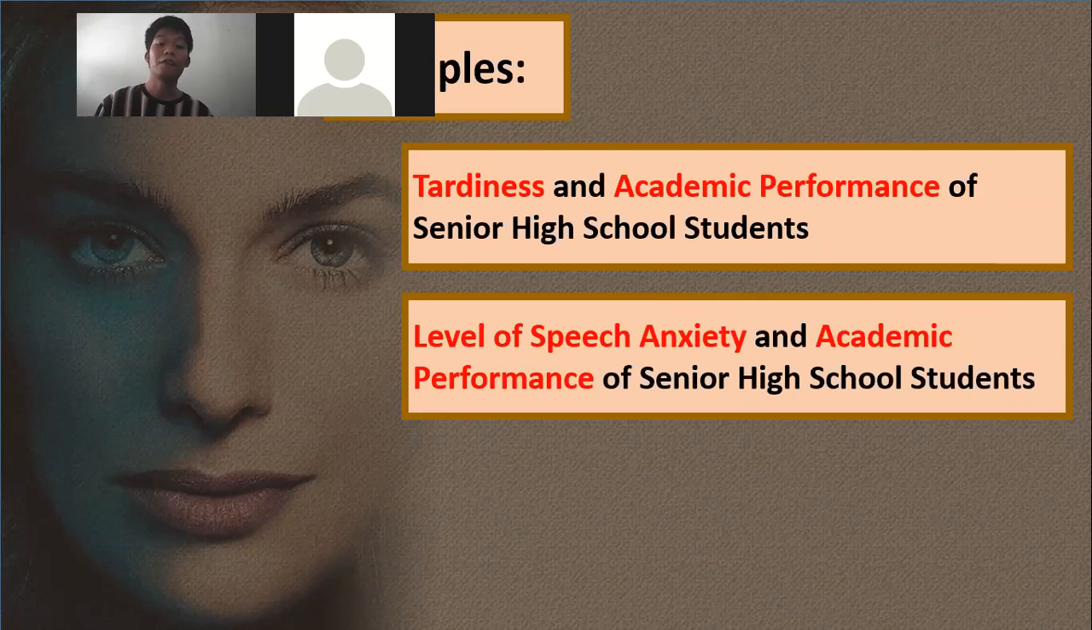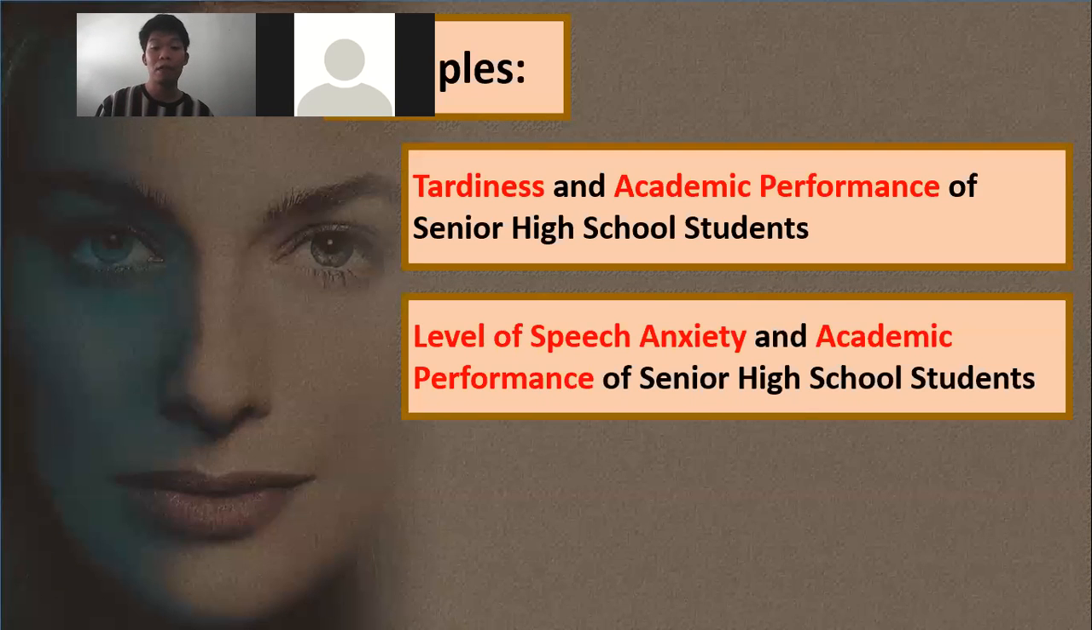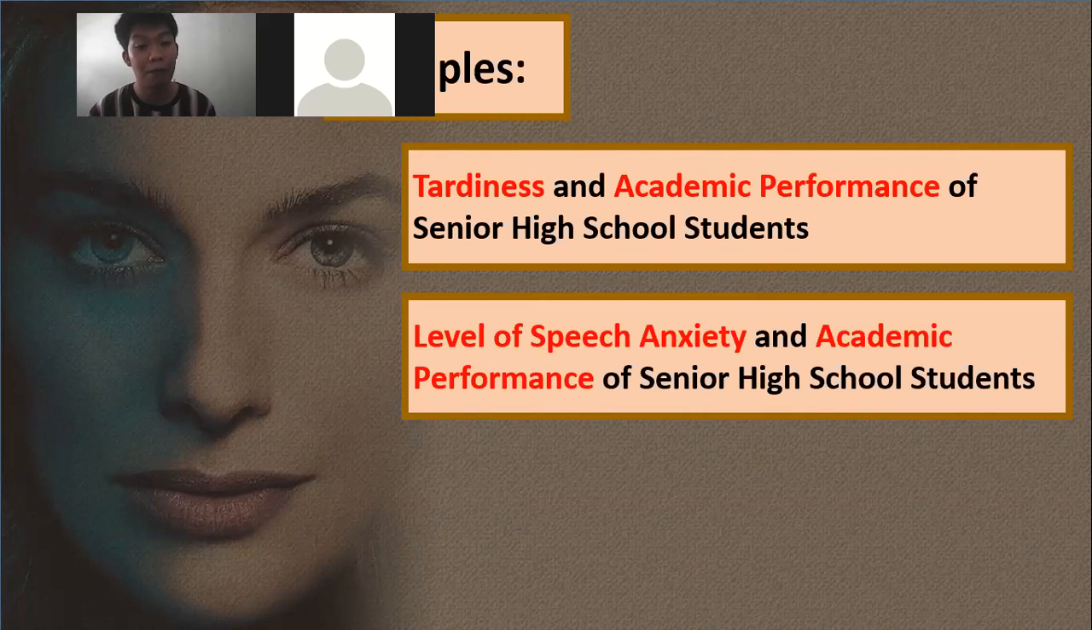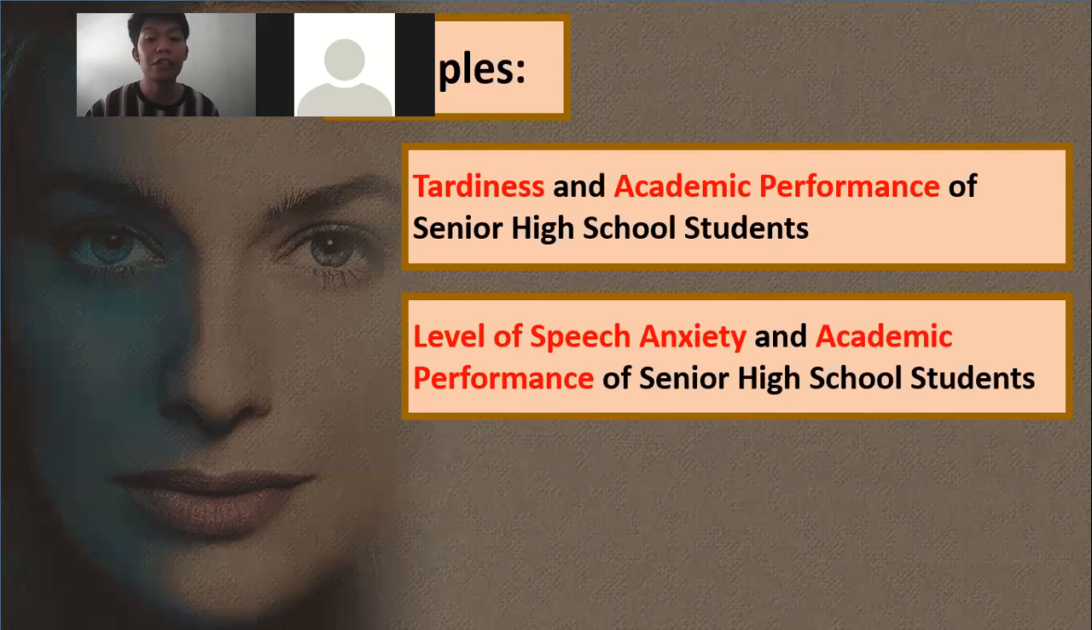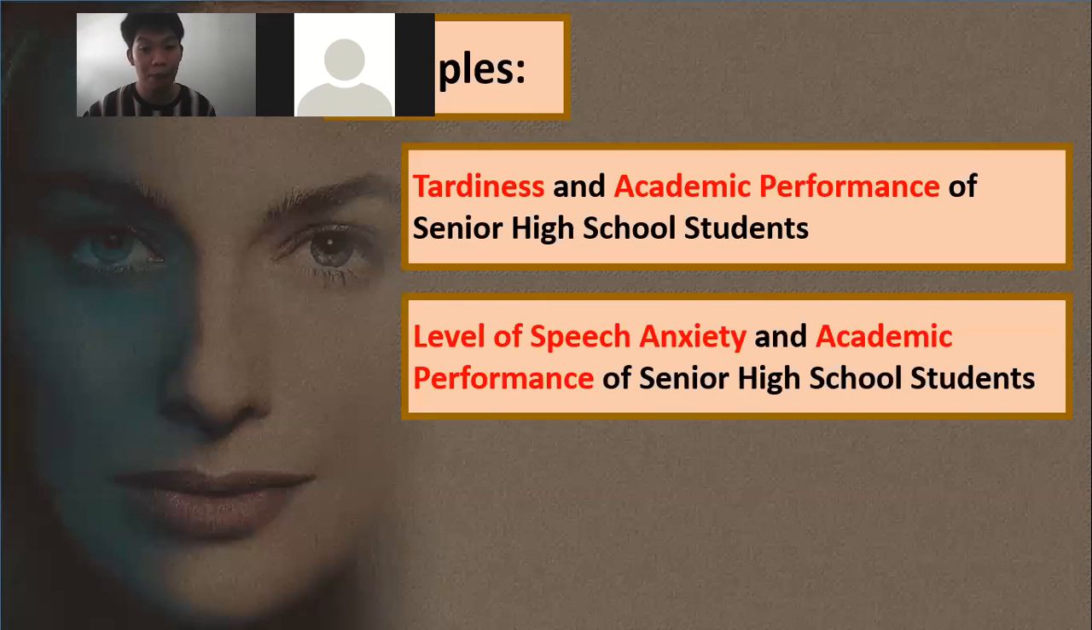We also have level of speech anxiety and academic performance of senior high school students. In this research, there are two variables, the level of speech anxiety and academic performance, wherein the researchers will try to examine if the level of speech anxiety of the senior high school students can affect their academic performance.